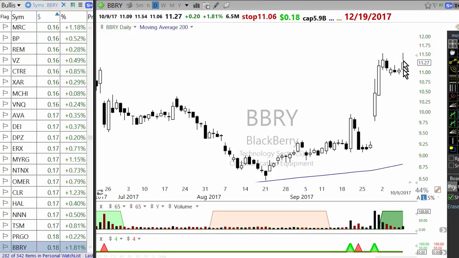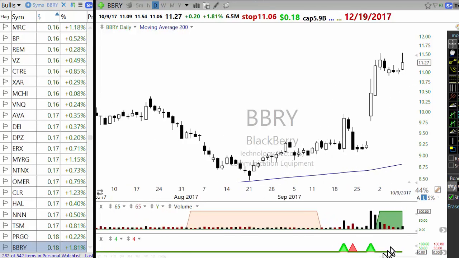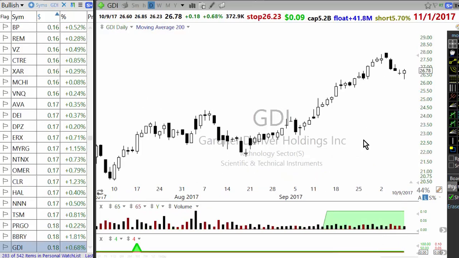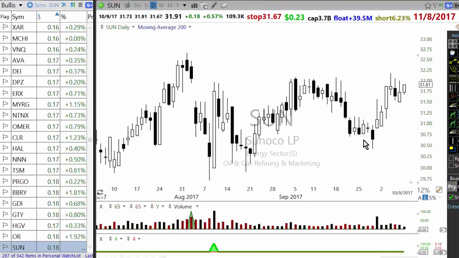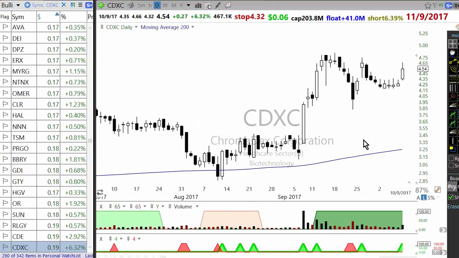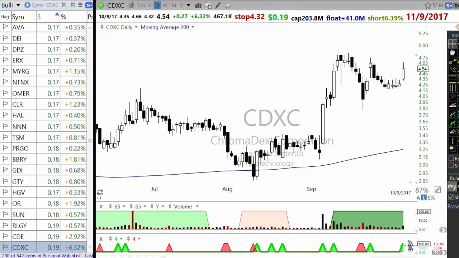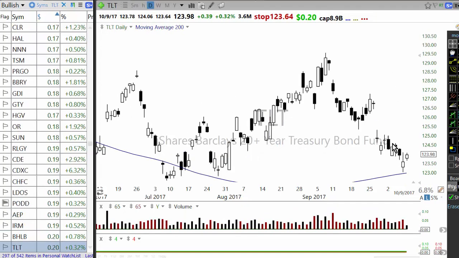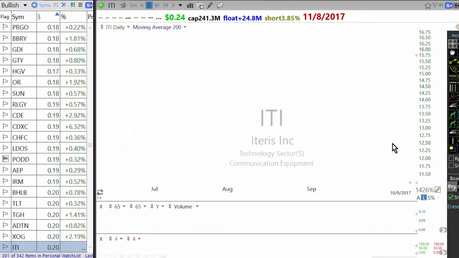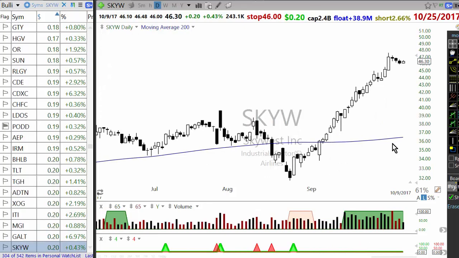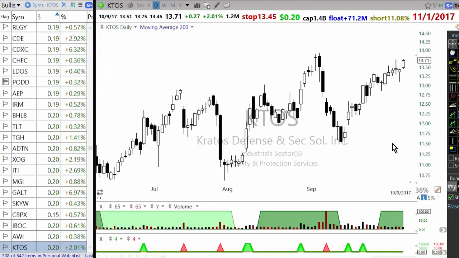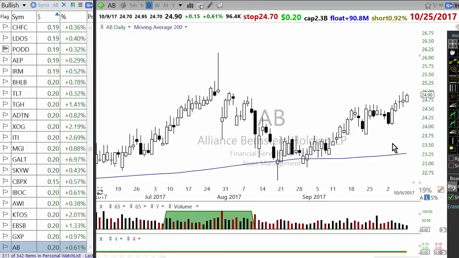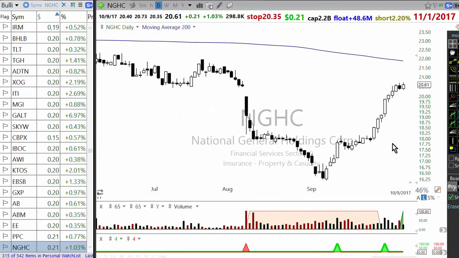BlackBerry faded, and a lot of stocks faded, but it was about 105. So this is up only 1.81% today. This is anyway a 4% breakout, so that's not what you're looking for. See, a lot of fades today because the market was fading throughout the day.